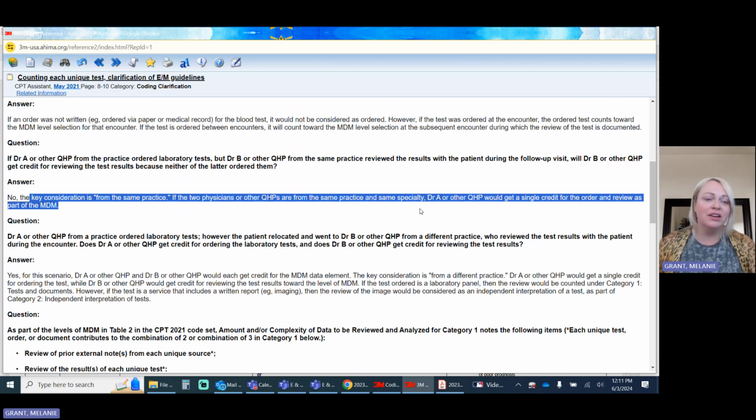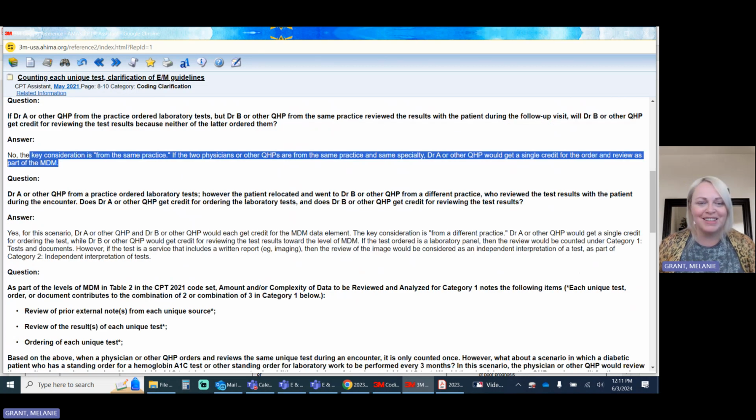If, however, the tests were ordered at a different facility and the primary care provider, for example, receives the results and reviews it again. So you have something like urgent care or ER, and then they review it later. It will get counted for your doctor that is reviewing it after the fact.